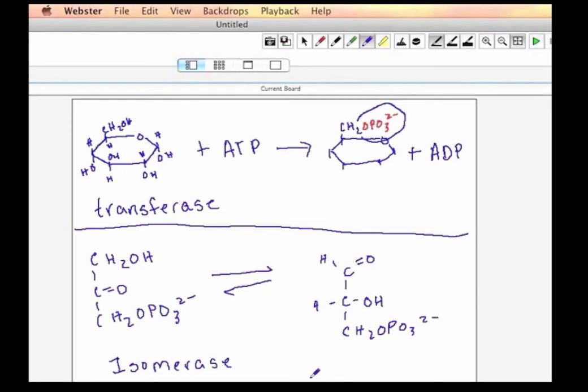Cool. And we already looked at our example of a dehydrogenase with alcohol dehydrogenase. You guys can get in the habit as we go through metabolism of determining what class an enzyme fits into as we look at and discuss those individual enzymes.